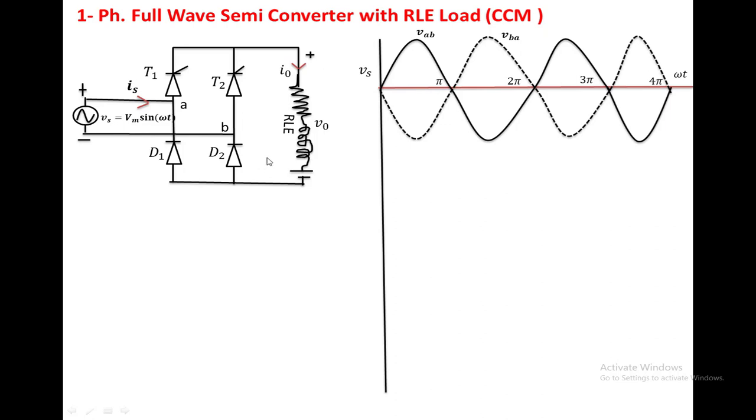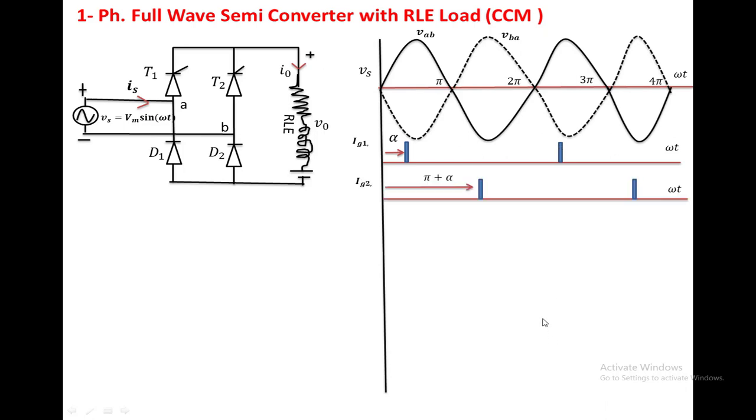So we apply the triggering voltage only to SCR1 and SCR2. SCR1 is given the triggering voltage with a delay angle alpha and 2 pi plus alpha. Again we apply the triggering voltage to SCR1. For SCR2 we apply the triggering voltage at pi plus alpha and 3 pi plus alpha. We apply the triggering voltage to an SCR only when it is forward biased.